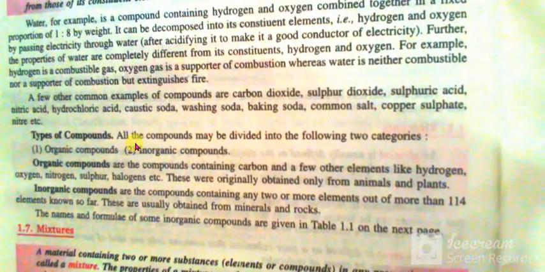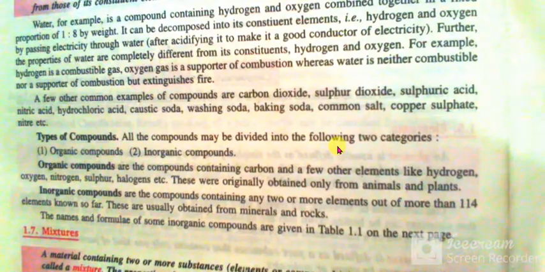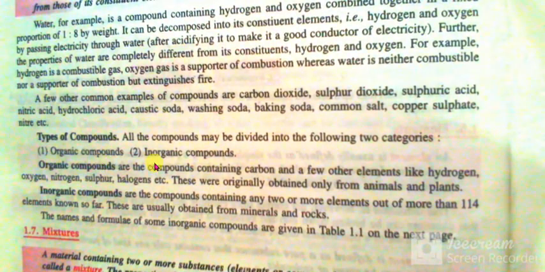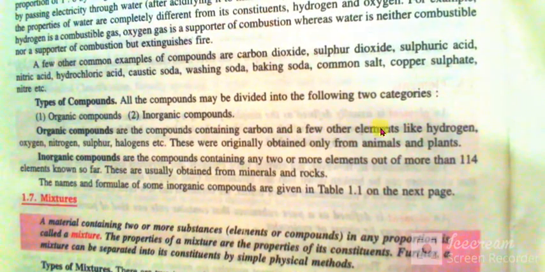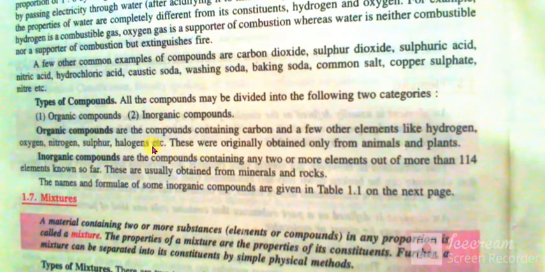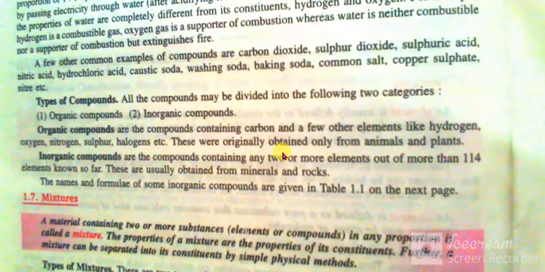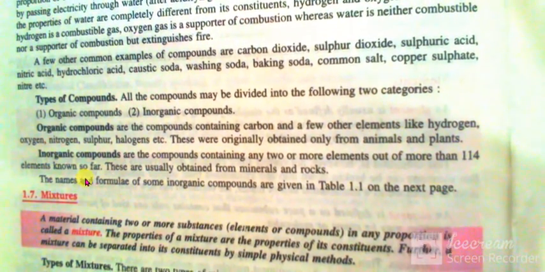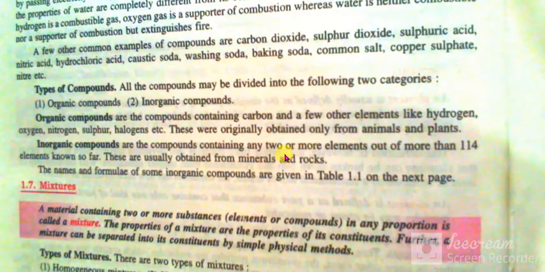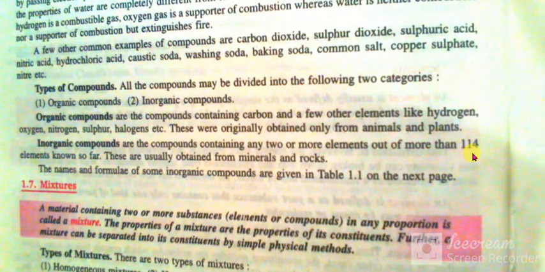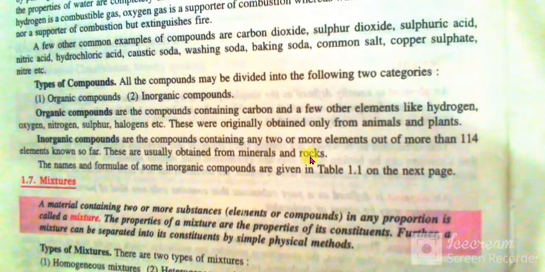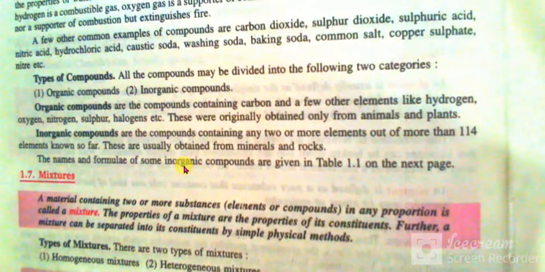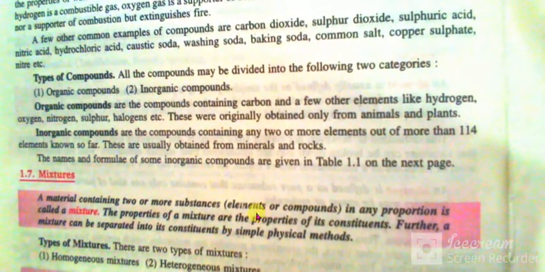Types of compounds. All the compounds may be divided into the following two categories: organic compounds and inorganic compounds. Organic compounds are the compounds containing carbon and few other elements like hydrogen, oxygen, nitrogen, sulfur, halogen, etc. These were originally obtained only from animals and plants. Inorganic compounds are the compounds containing any two or more elements out of more than 114 or 115 elements known so far. These are usually obtained from minerals and rocks. The names and formulas of some inorganic compounds are given in the table on the next page.